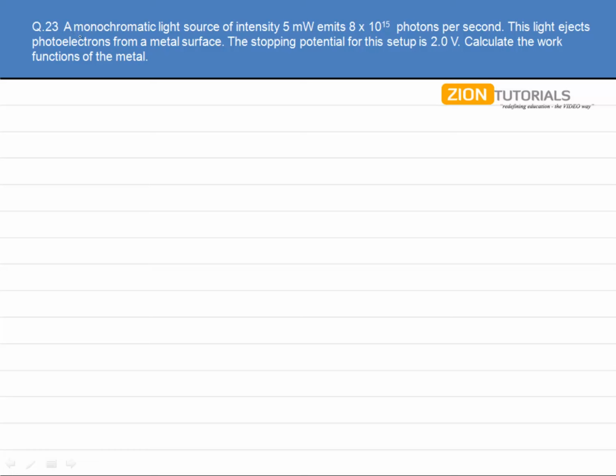As the question says, a monochromatic light source of intensity 5 milliwatt emits 8 into 10 to the power 15 photons per second. This light ejects photoelectrons from a metal surface. The stopping potential for this setup is 2 volts. Calculate the work function of the metal.